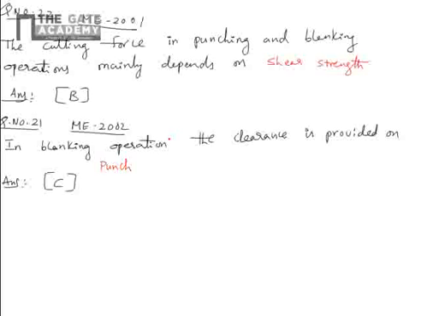Next question is question number 19, GATE 2003, a 2 marks question. A metal disc of 20 mm diameter is to be punched from a sheet of 2 mm thickness. The punch and die clearance is 3%. The required punch diameter is.